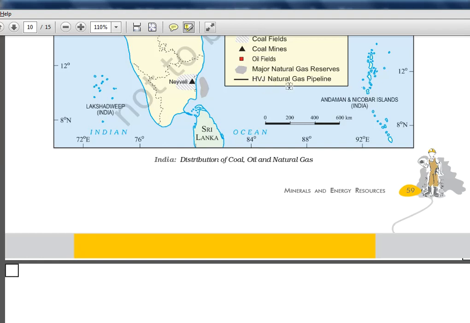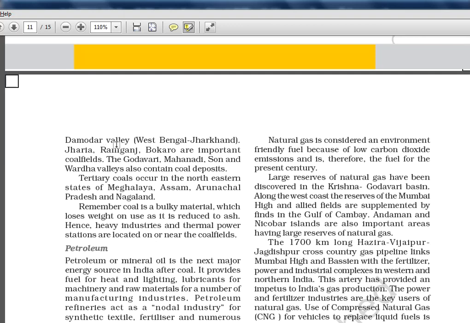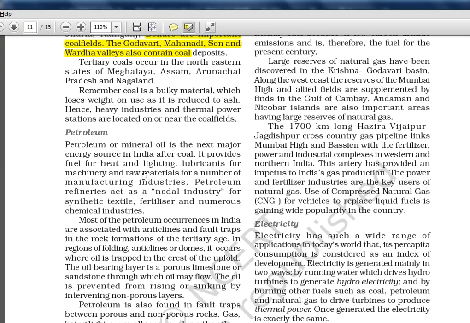HVJ is a good natural gas pipeline project actually. It will be mentioned here somewhere. Anyway, so Bokaro, important coal field. Names of coal fields, we cannot remember all these names, but you should know the spread actually, where all it is spread.